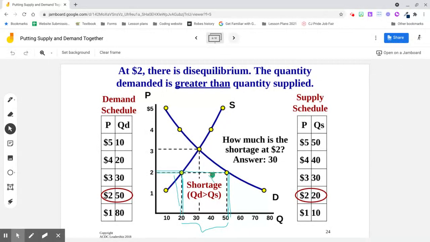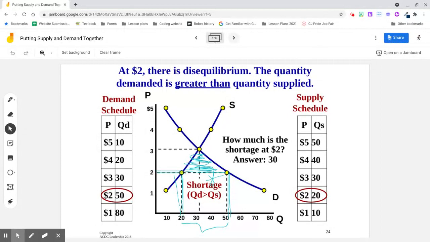Again, know this. Know that quantity demanded is greater than quantity supplied. And here's our shortage. That little triangle area is our shortage. Make sure that you understand that. Please ask questions if you don't. I will be in Catch Up and Connect. I'm online as well, but make sure you understand that.